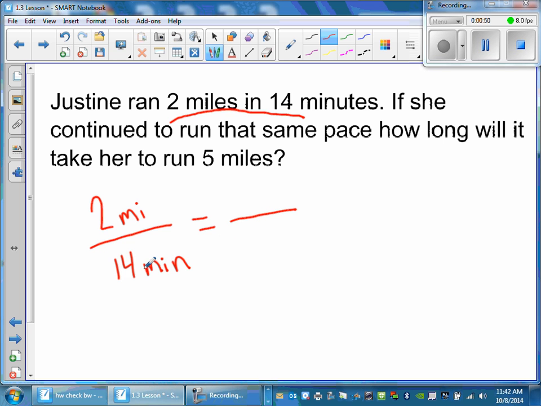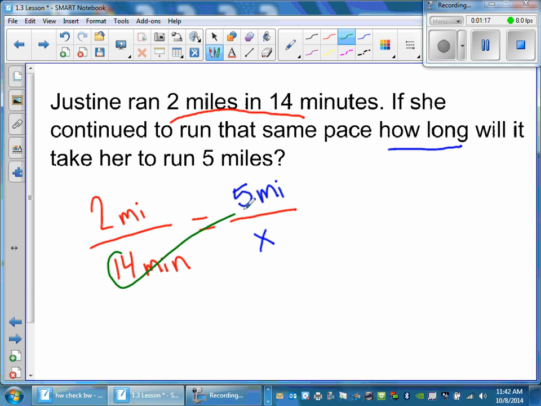So 14 minutes, and then the question wants to know how long. So it's wanting to know how many minutes. So that's what I'm solving for. I'm going to put an X there. Okay, and then it says, how long would it take her to run 5 miles? So we have miles across from miles. Then you just solve for X like we have learned.